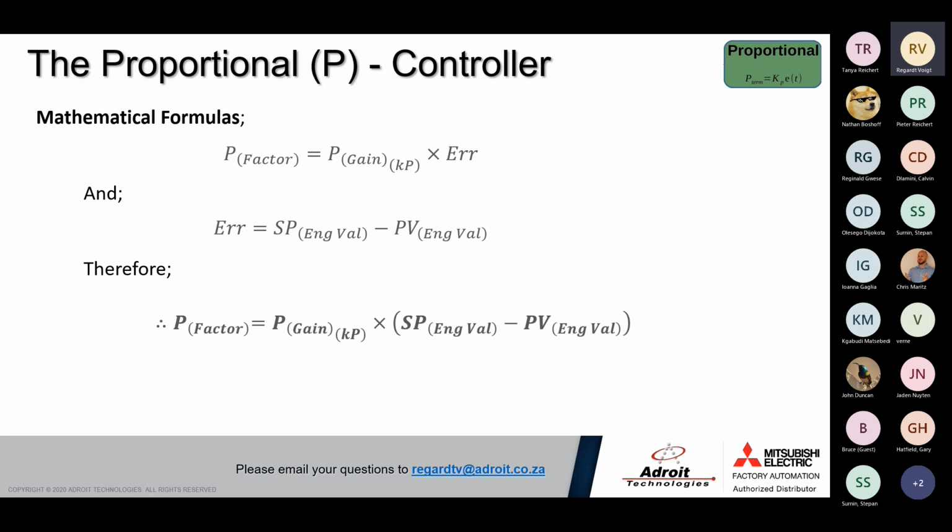So the mathematical formulas, if we put that relationship in a mathematical layout: your P factor will be your gain multiplied by your error. So if your error is large, then your controller will react aggressively. If your P gain is large, your controller will react aggressively to the error. And obviously your error will be your set point, which is user defined, minus your process variable, which is the signal you measure from the field. Then we can just put them together to get the P factor.